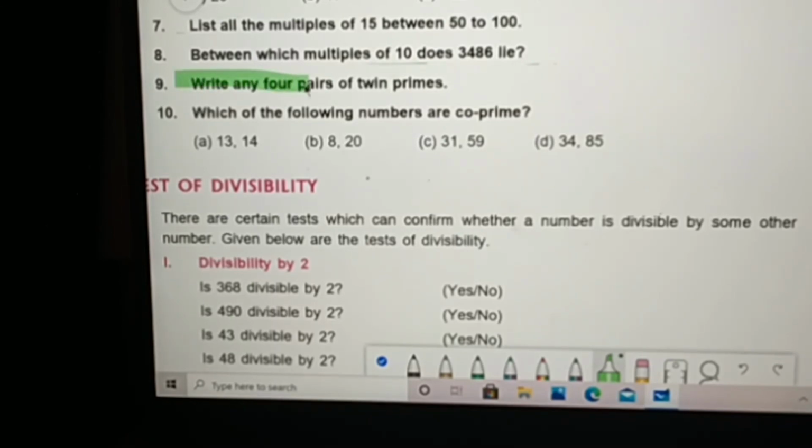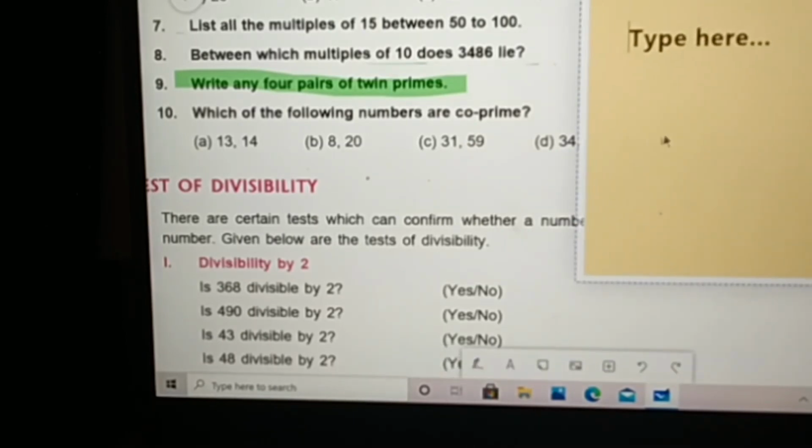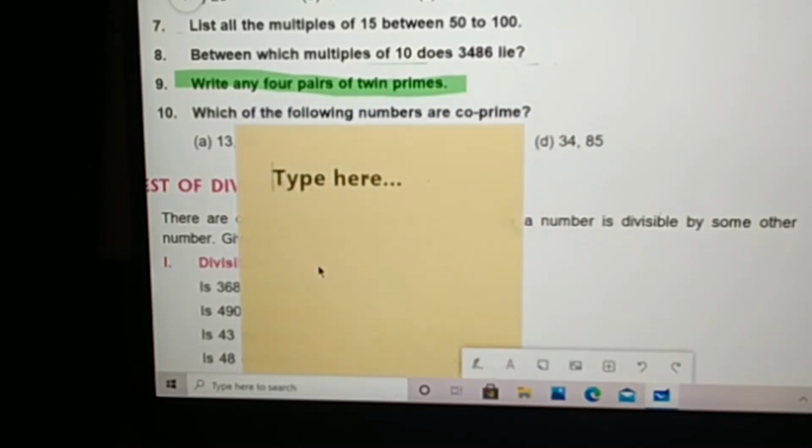Write any 4 pairs of twin prime. So let's write any 4 pairs of twin prime. Let me remind you what is twin prime. Do you remember what is twin prime? So twin prime here is the two prime numbers whose difference is 2. Okay, whose difference is 2 and both are prime numbers.